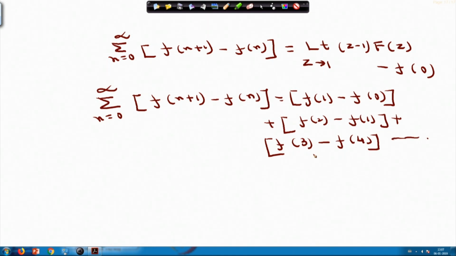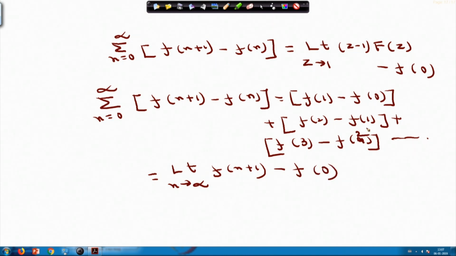Sorry, this will be f 2. So, this will be 3 minus 2, and this way it will continue, so that ultimately all terms will be cancelled. There will be only two terms: one is limit n approaches infinity f of n plus 1, and f 0 will not be cancelled. Here f 1 is cancelling, f 2 is cancelling, and in this way, except for f 0 and the last term, limit n approaches infinity f n plus 1, all other terms will vanish.